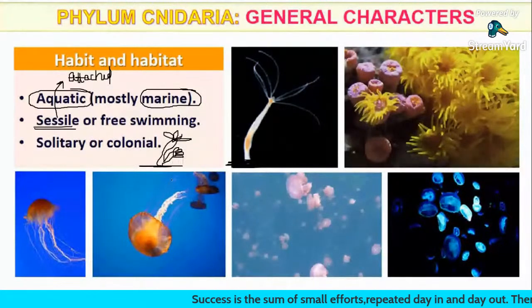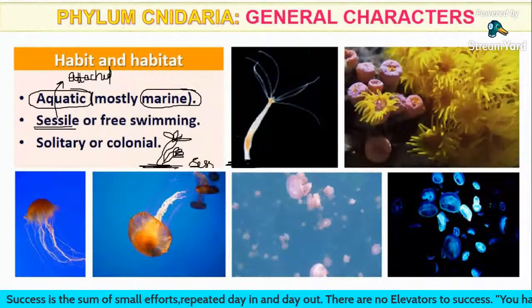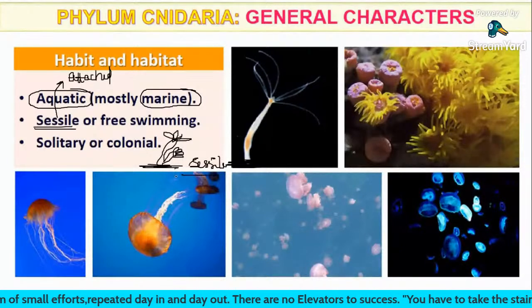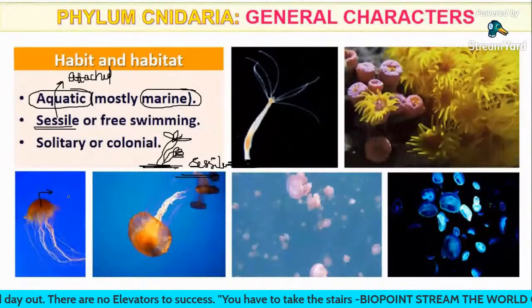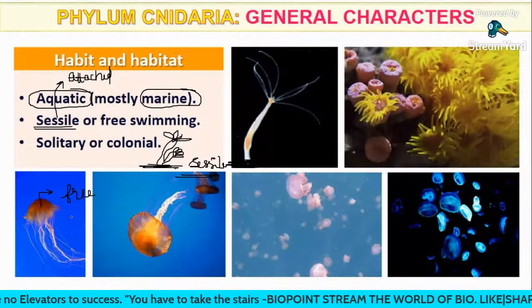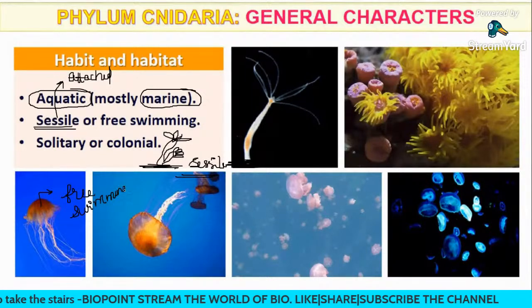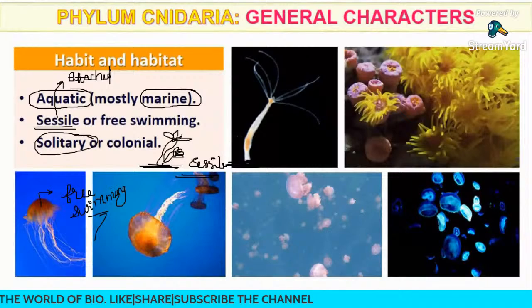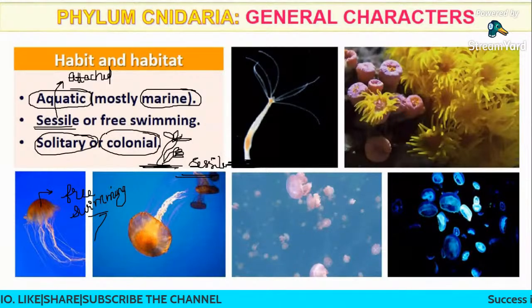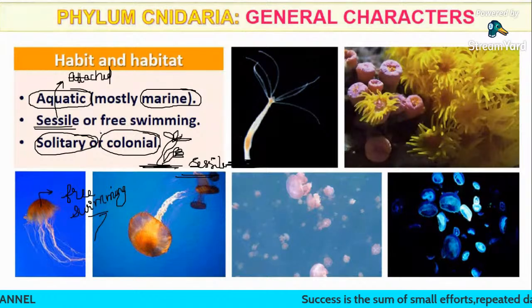Hydra and all, they are actually fixed, so they are called sessile forms of Cnidaria. But look at the jellyfish. Jellyfish and all those things, they are free swimming. They can swim about freely. That is why they are known as free swimming forms. They can either be solitary or colonial.